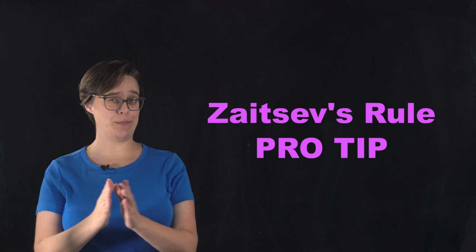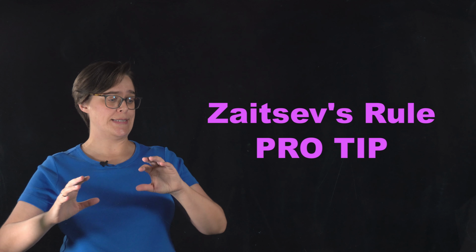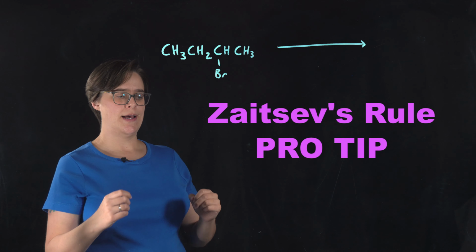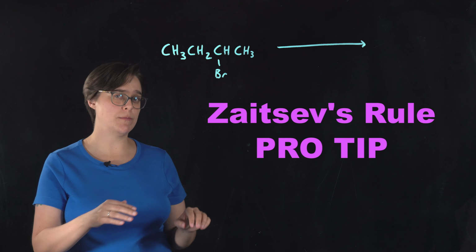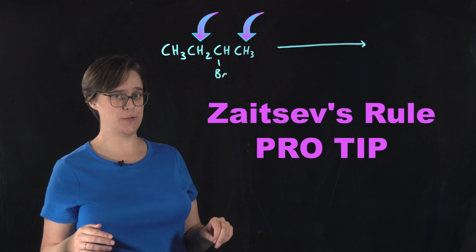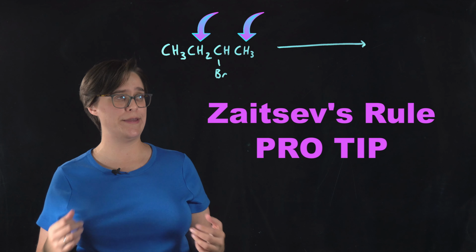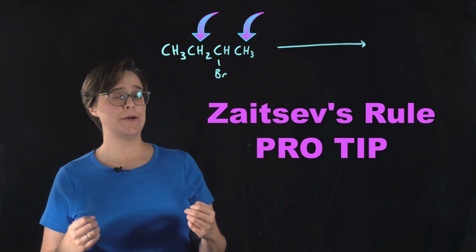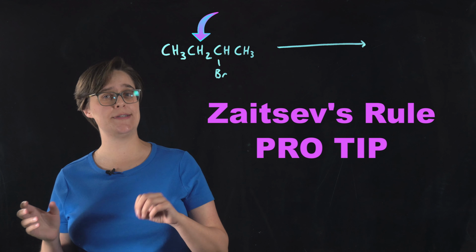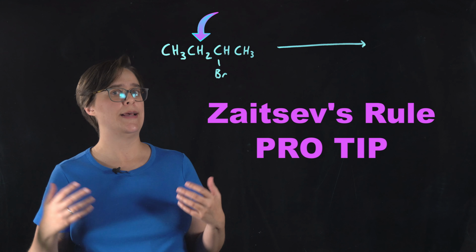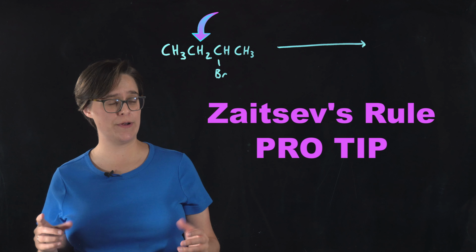Here's a little pro tip about Zaytsev's rule. Zaytsev's rule talks about the products and their stabilities, but in that moment when what you have in front of you is the reactant, what I do is count the number of hydrogens on each of those beta carbons. And yes, you need at least 1, but once you get there, the beta carbon with the fewest hydrogens ends up being the one that reacts to make the major product. That's just an easier way to see it up front.